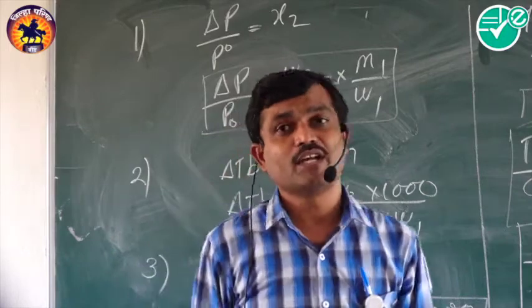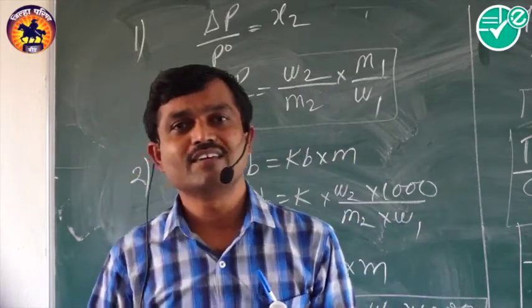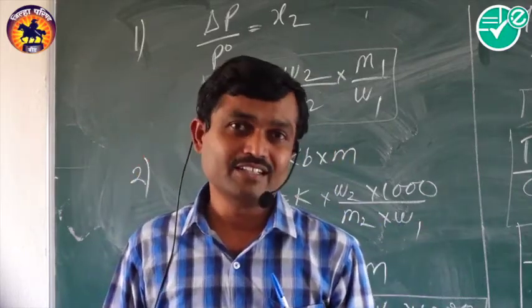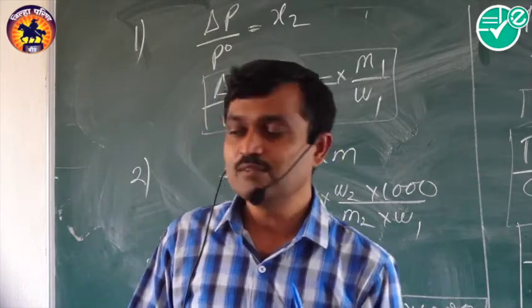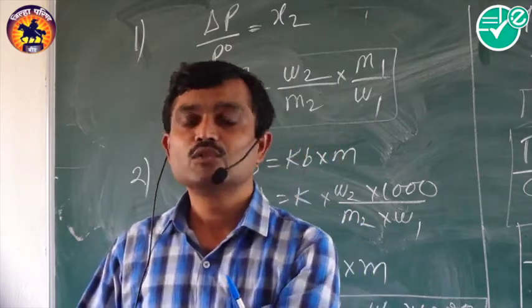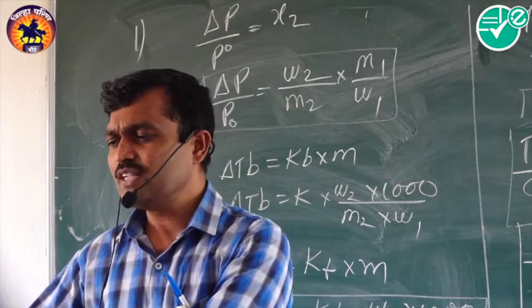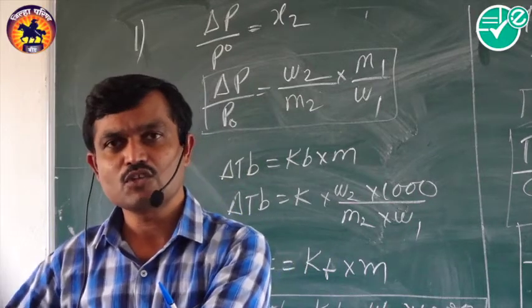In the next period we will use the idea of the van't Hoff factor. The van't Hoff factor is nothing but the observed colligative property divided by the theoretical colligative property. That point we will discuss in the next period. Here we stop.